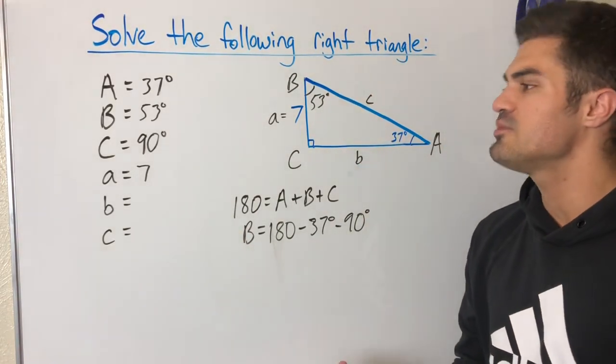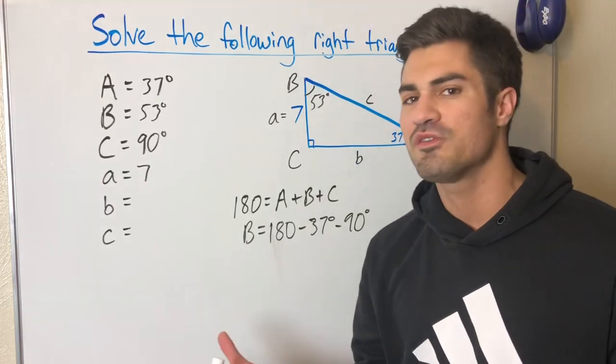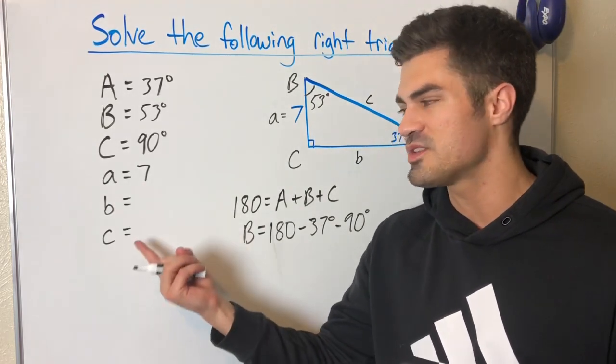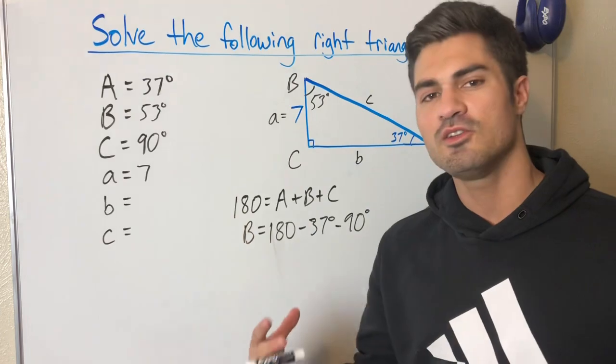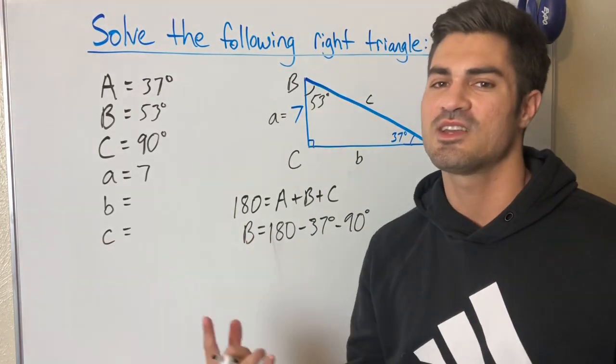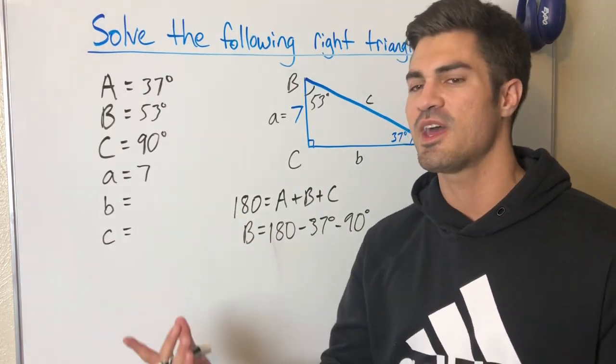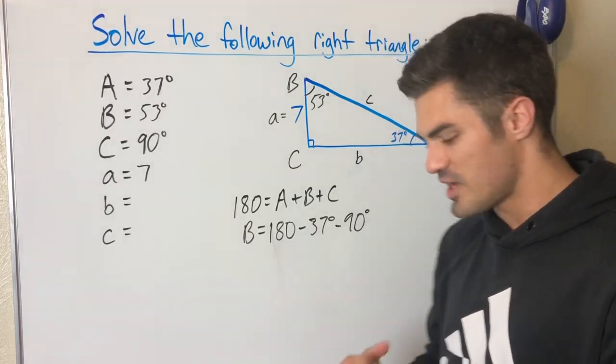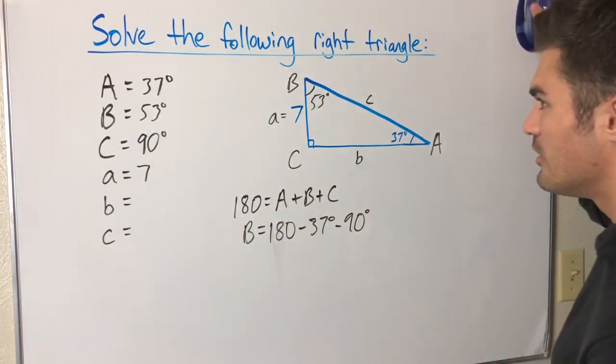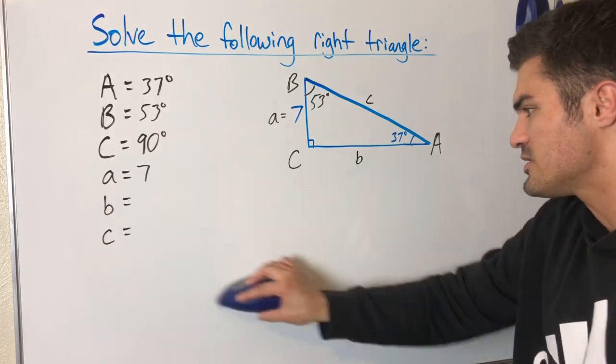Usually the strategy with this is I'm going to use one of my trig functions to find one of the sides. It doesn't matter which one. And then I can use Pythagorean theorem to find the last side, because once I have 2 sides, I can always use Pythagorean theorem to solve for the 3rd side. So I'm going to go ahead and erase this scratch work here. Hopefully we're caught up to this point.